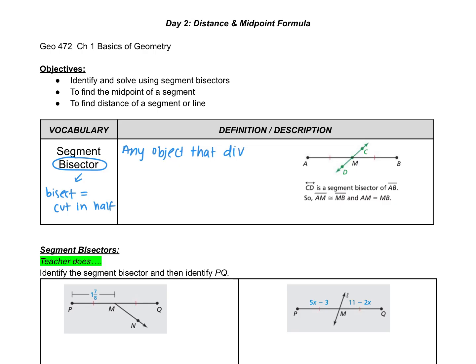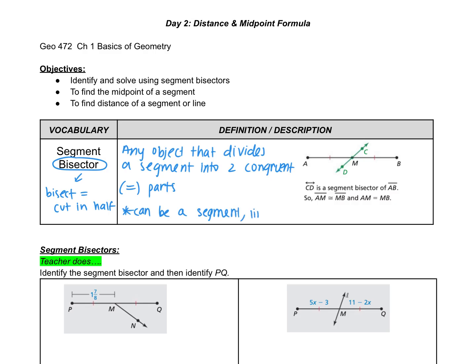that divides a segment into two congruent, and remember, congruent just means equal parts. So any object that divides a segment into two congruent or two equal parts. Okay. So a segment bisector can be a segment, another segment.